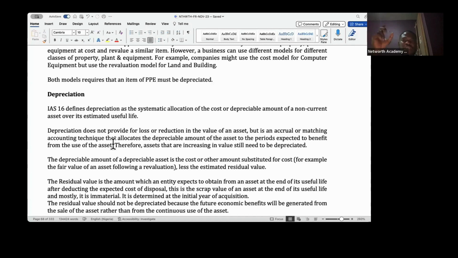So there's a concept in accounting called the matching concept. The matching concept requires that anytime you earn revenue, there is a corresponding cost that helps you to earn that revenue.